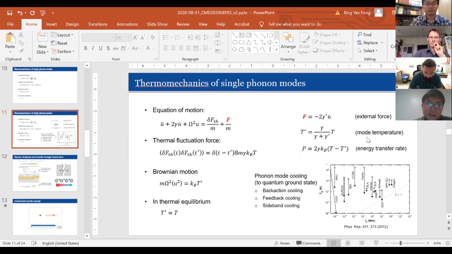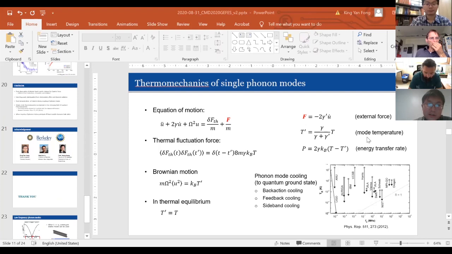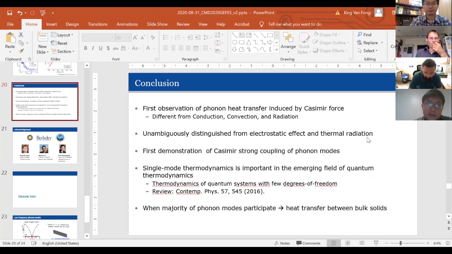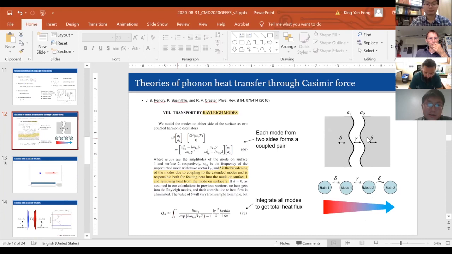Excuse me, there is only 1 minute more. Oh, okay. Like the last question, when you say more modes play. Let me go back to Pendry's paper. When I say more modes participate, in my experiment we work on a single mode, but if you look at the last equation, when you have more modes participate, you just integrate the effect of all the modes, add them all up together. Then you will get the total heat flux, and if everything is due to Casimir force coupling, this total heat flux will be due to Casimir force coupling. I guess that's what he's asking.